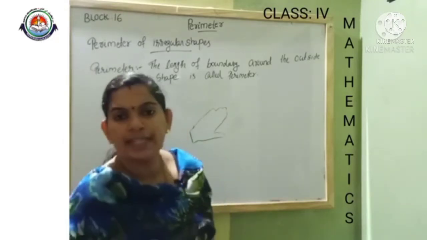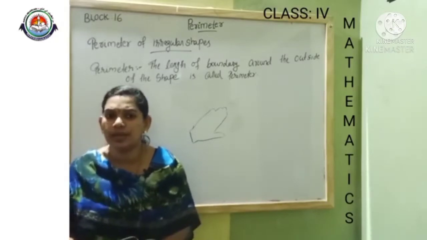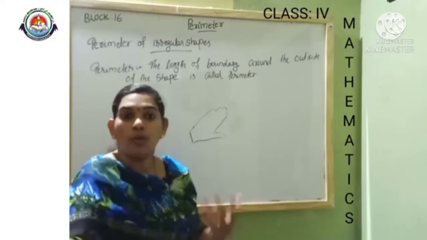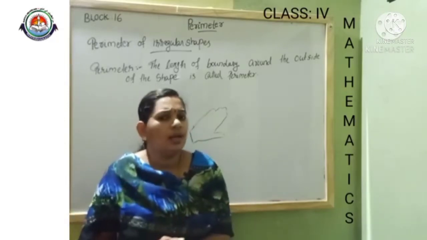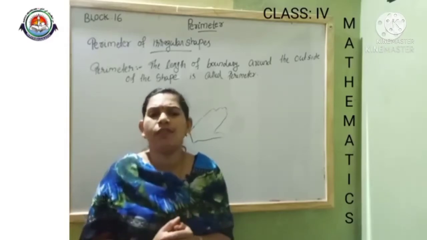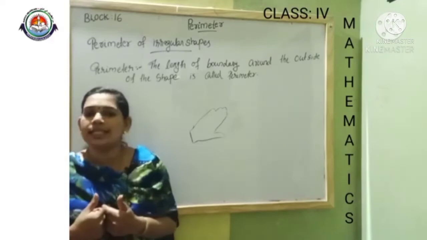What is your hand perimeter? You measure it. How much? Same, 64? No, my hand is big, so my hand perimeter is bigger. Your hand is smaller than mine, so it's less than 64.